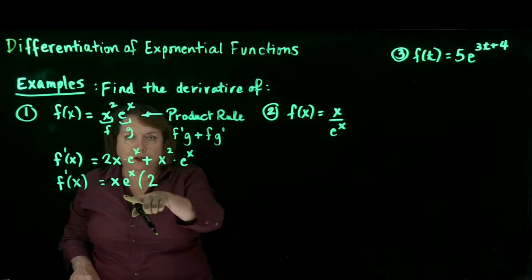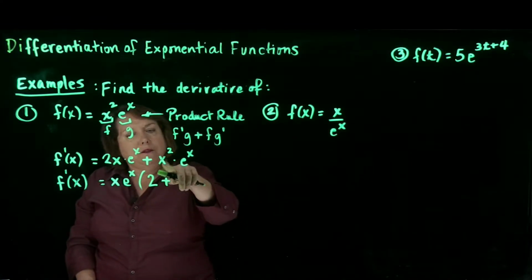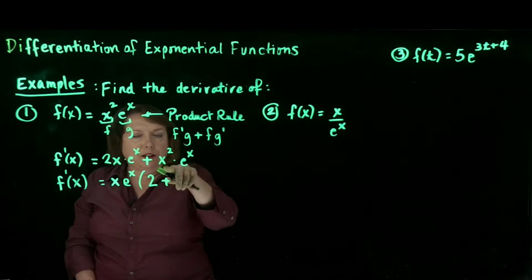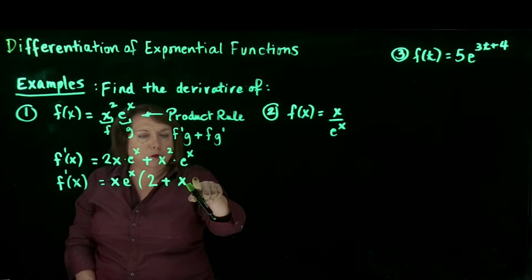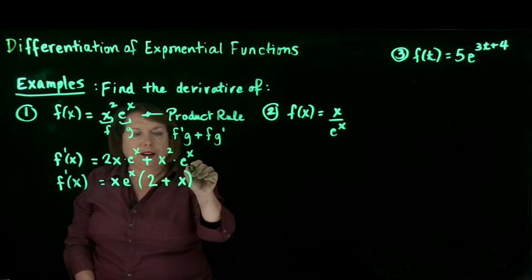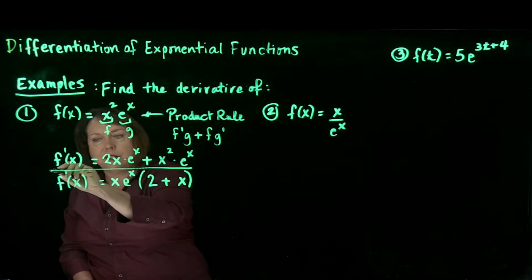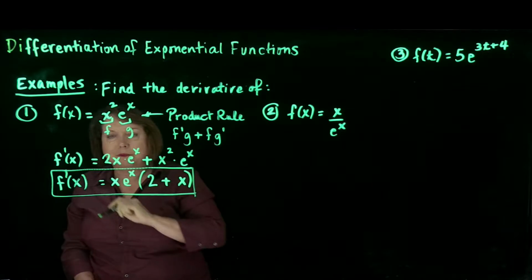So 2 times 1 is just 2. And then plus, we factored an x out of x squared, leaving x, and then factored out an e to the x, leaving times 1. So it's just x. So 2 plus x is our quantity inside our parentheses. And that's our simplified answer for the derivative of this function.